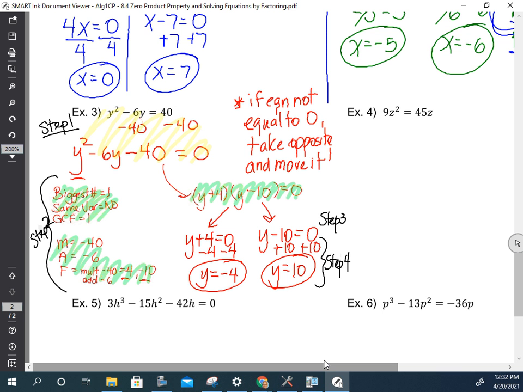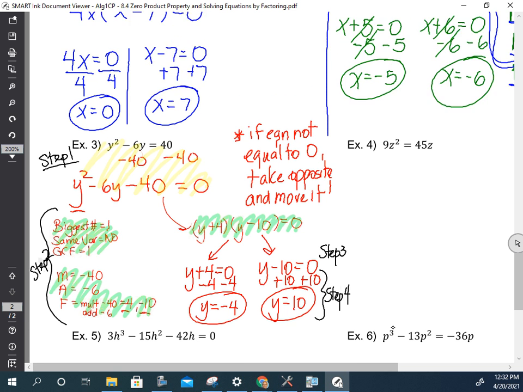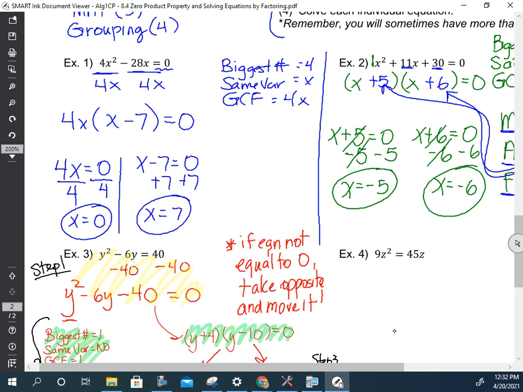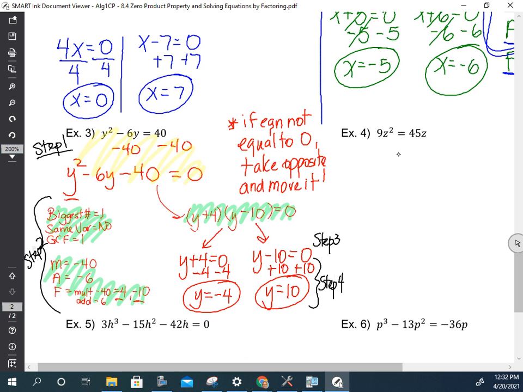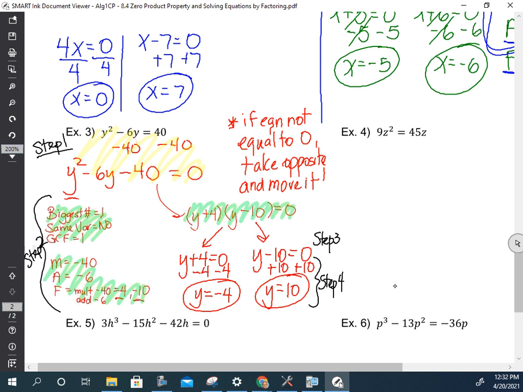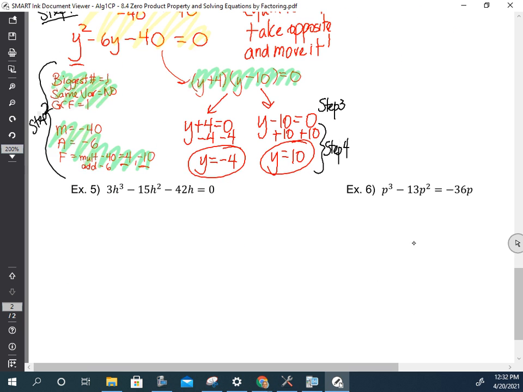How many points is that on the test? That's 4 points. The ones above it, which are already equal to 0, would have been 6. That one would have been 8. And these two down here would have been 10. The more points it is, there's probably more steps involved.